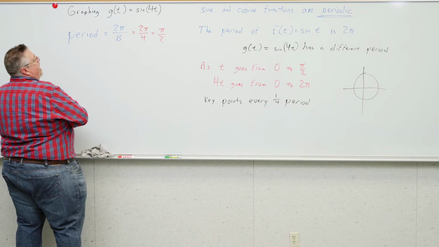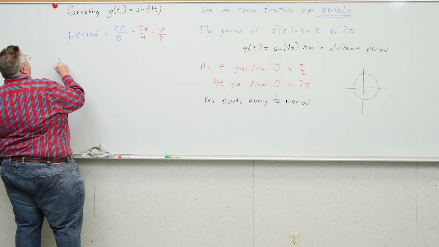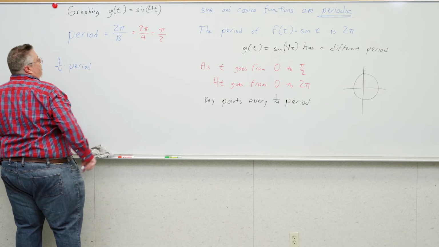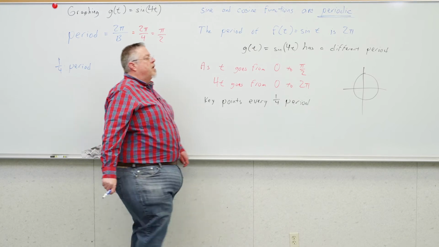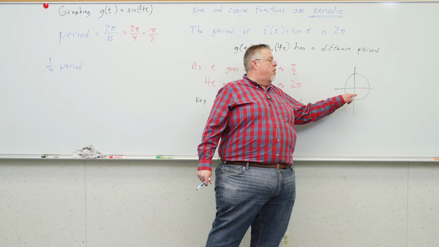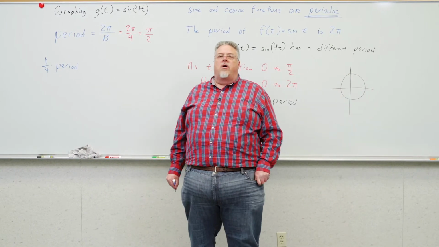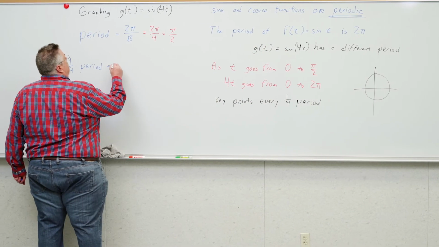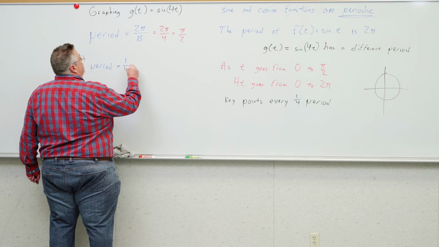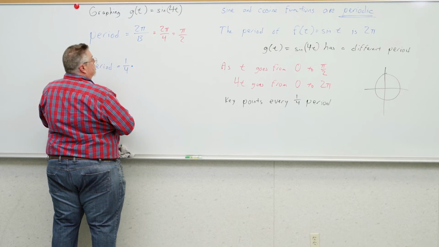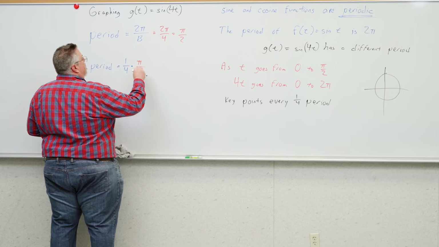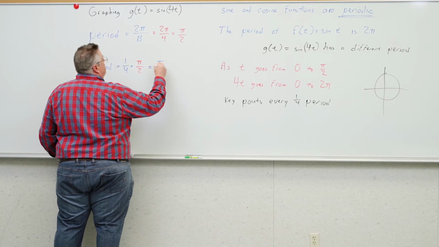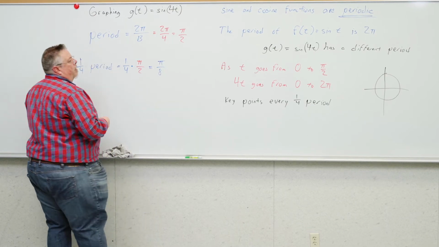It's also good to have what a quarter period is. Always 1/4 here. Why do I want to find 1/4 of the period? Because 1/4 of a period, 1/4 of a complete cycle, is where I'm going to hit those key points. So a quarter period is going to be 1/4 times pi over 2, which means pi over 8.